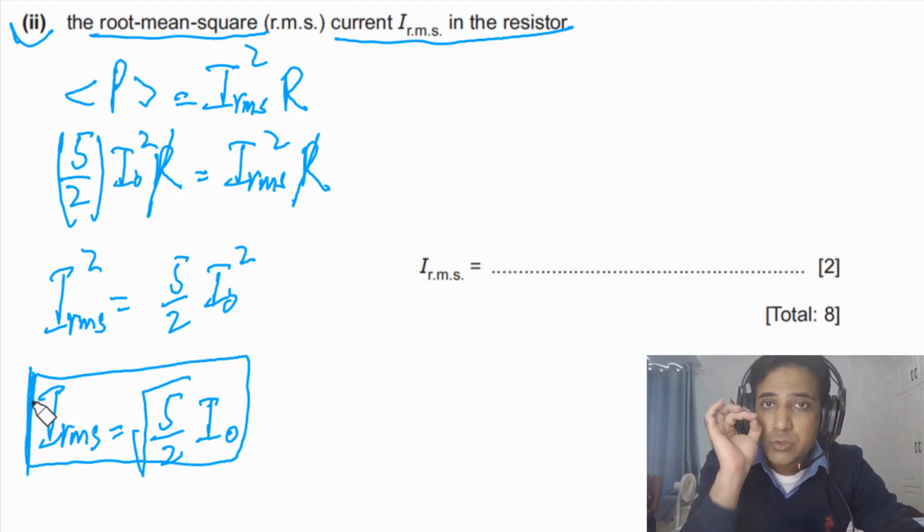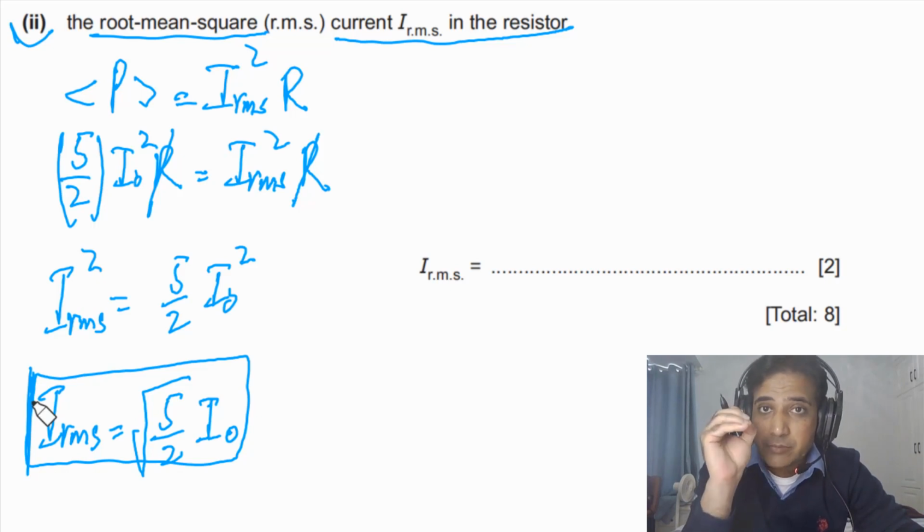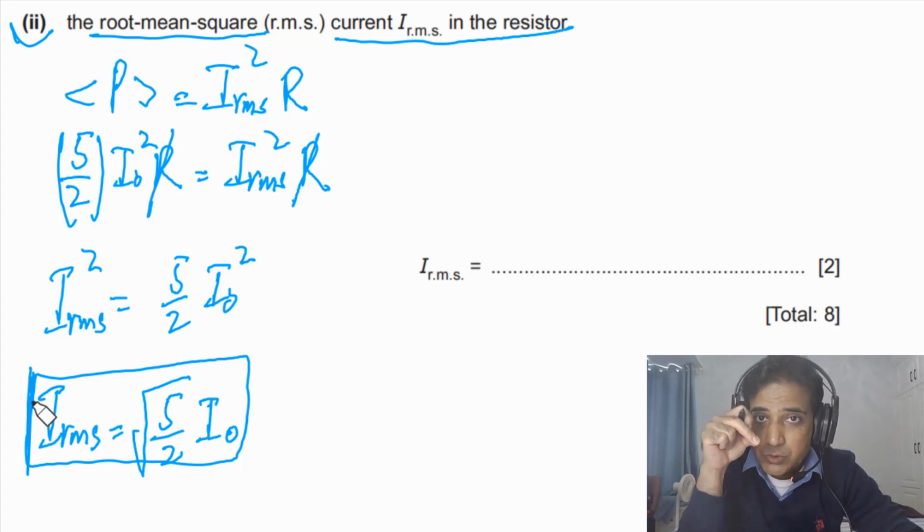Very nice question. This is a very nice question about AC, meaning alternating current. If this question is not clear to you, watch this video again and try to understand the concept, not just look at the answers and try to memorize them.